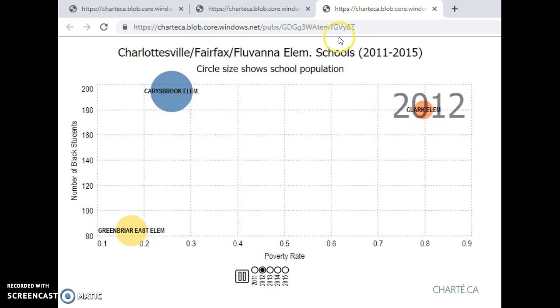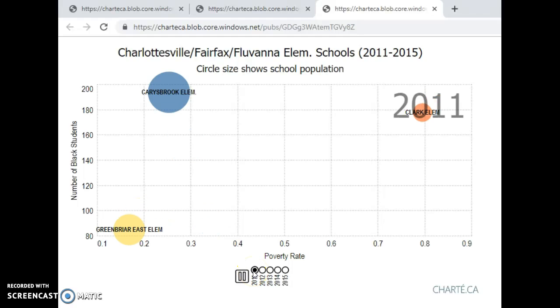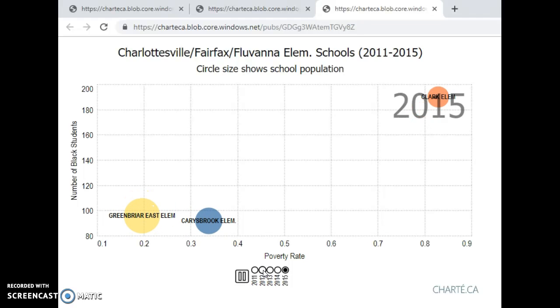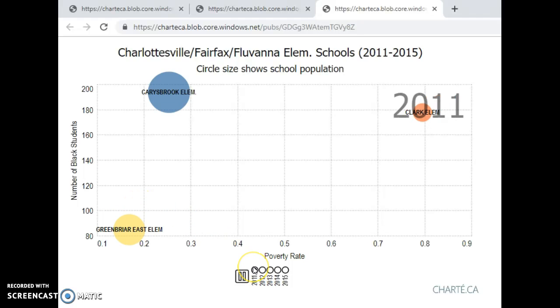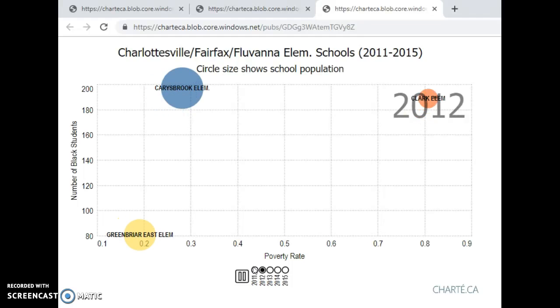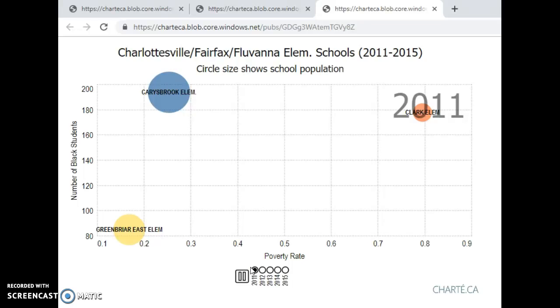And then the third type here is a different type of variation. Watch the blue dot there. Bam! See that? So we start over 2011, 2012, bam! Something happened there. And if we look at the y-axis, what we're seeing is the number of black students went from 200 to less than 100 in the course of a single year.